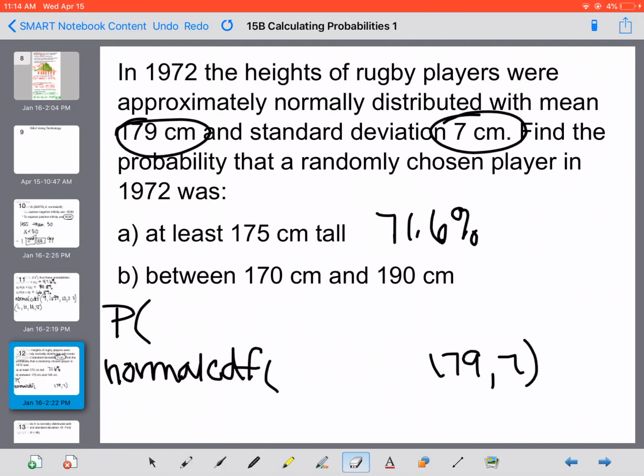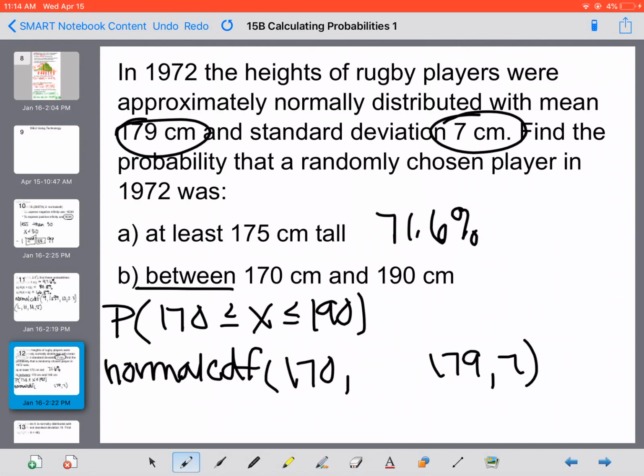Now part B, I'm going to erase this part here. So now we're finding the probability that we're falling between something. So now my low is 170 and my high is 190. So when I do my normal CDF, I just have 170, comma 190, comma 179, comma 7. And when we calculate that, we get 84.3%, rounded to 3 sig figs. So same concepts, it's just taking it a step further.